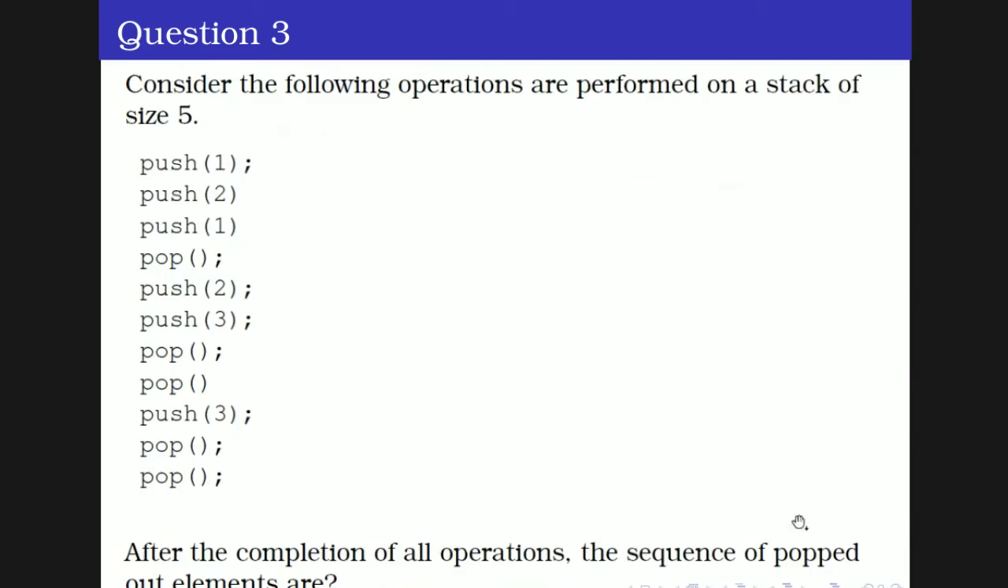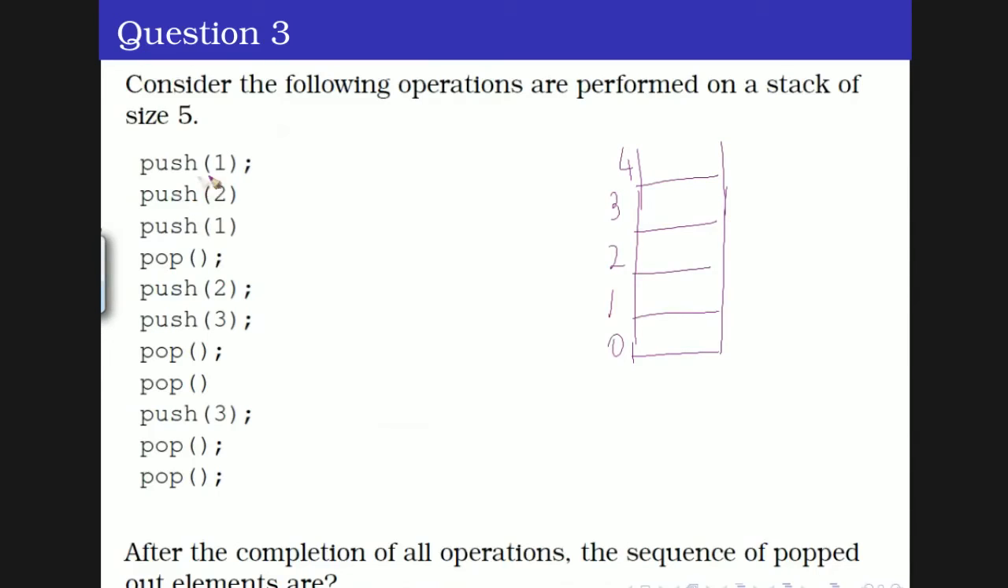Now here there is another question. We have a question: consider the following operations are performed on a stack of size 5. So there is a stack of size 5, that means some storage which follows the last in first out principle, which is of size 5, locations starting from 0, 1, 2, 3, 4. Okay, so this is our stack say.